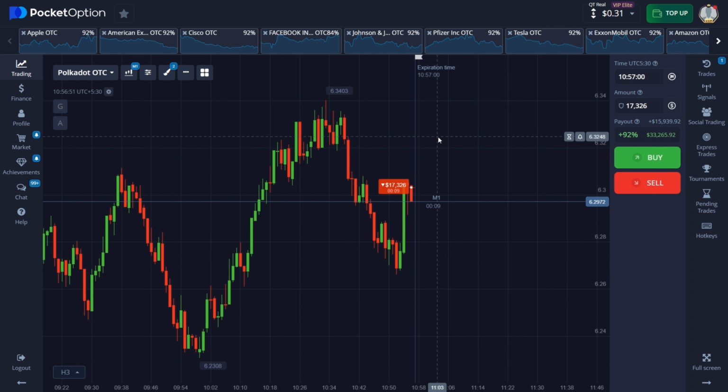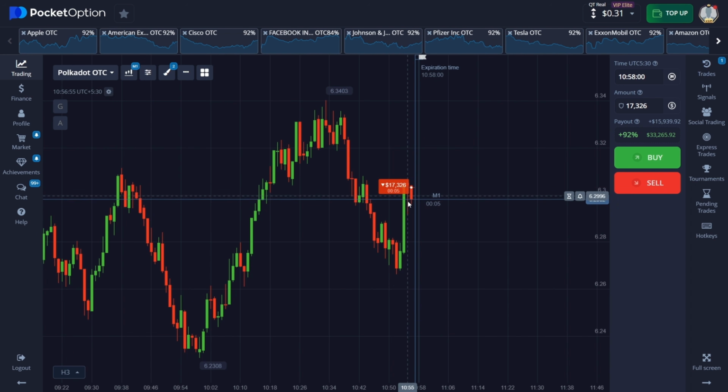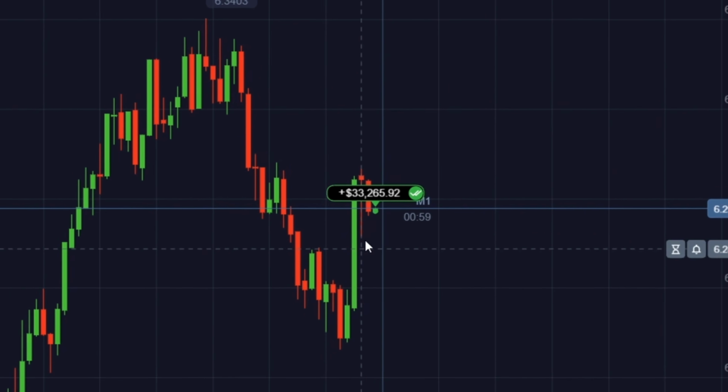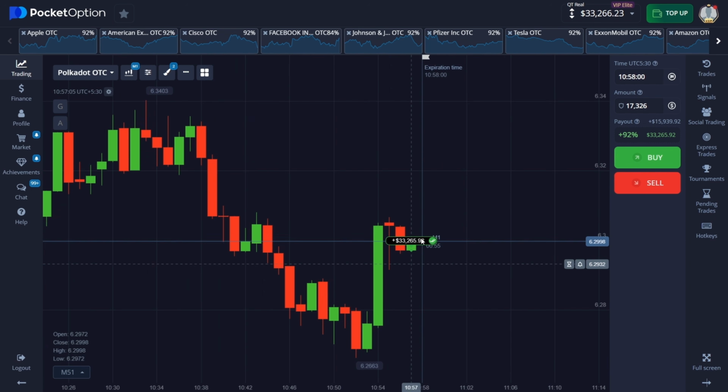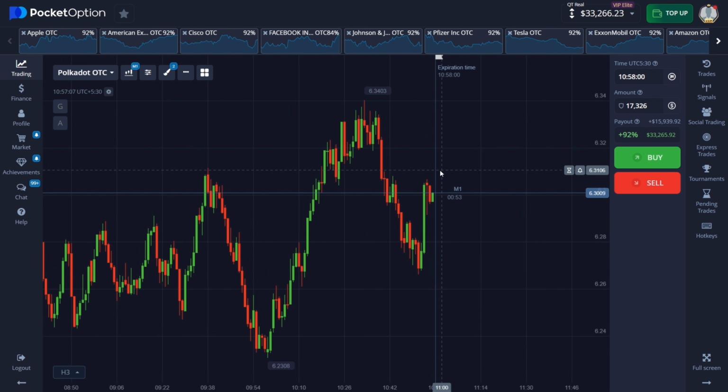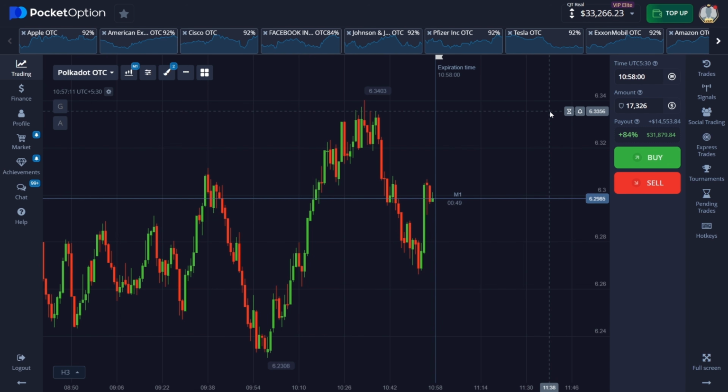We still have 10 seconds left, and the trade is going in our favor. The current candle is trying to fulfill the previous candle's wick, and it's a win. We won another trade, and now my balance has turned into $33,266. As I mentioned, if this candle fulfills the previous candle's wick, a green candle will follow.